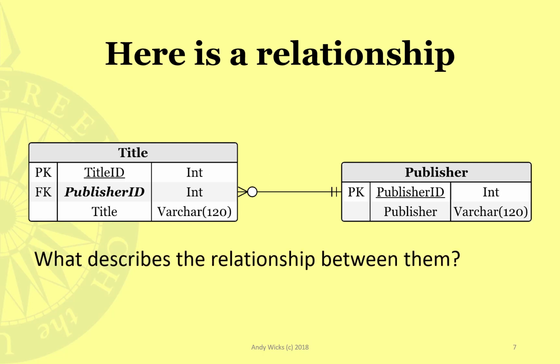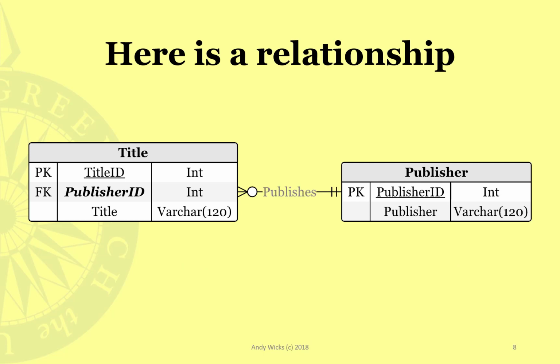So, what describes the relationship between them? Well, a publisher publishes a title. So this describes the relationship between these 2 entities. And we've made that relationship a lot clearer now. And when it comes to actually creating the database and constraints on the database, we can add a lot more information if our diagram contains all of this. But let's have a look at some examples.